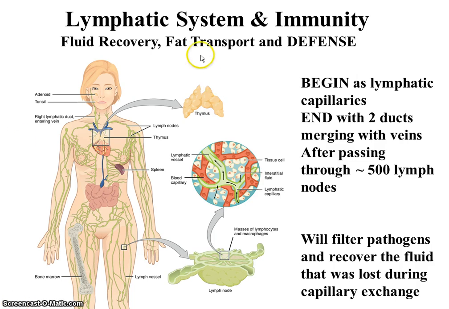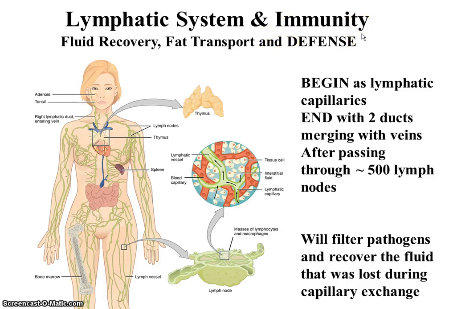So we give three basic and important functions to this system. We give the recovery of fluid. Again, this would be the excess fluid that doesn't return to the capillaries when exchange occurs. We give the transport of fats, so this would be for absorption of fats in the small intestine. And it comes down to that fats are so large when they are absorbed that they cannot move into a blood capillary.